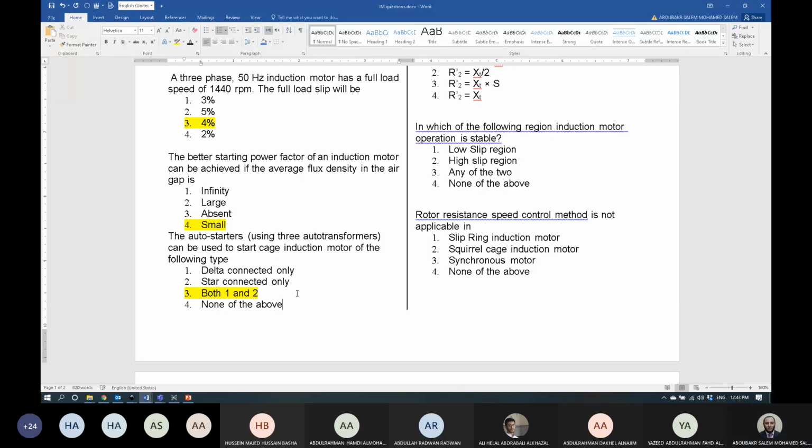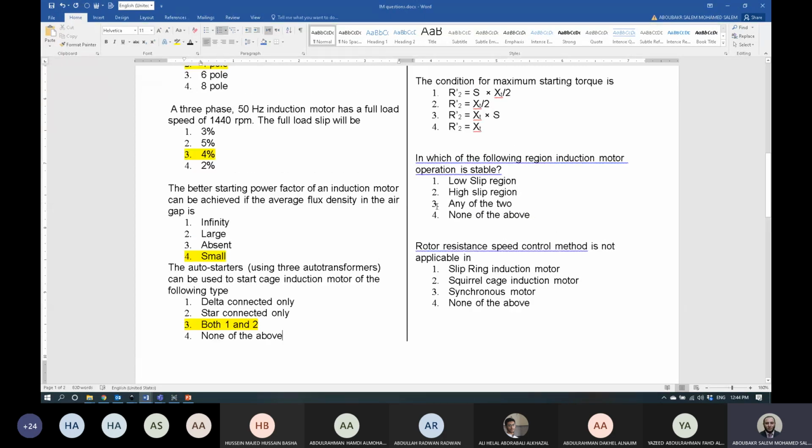Okay? However, controlling the voltage, you can control the voltage for either slip ring or squirrel cage because in all cases you have terminals for the stator and you have to supply stator. So you can apply this technique for all induction motor types. Okay, guys?